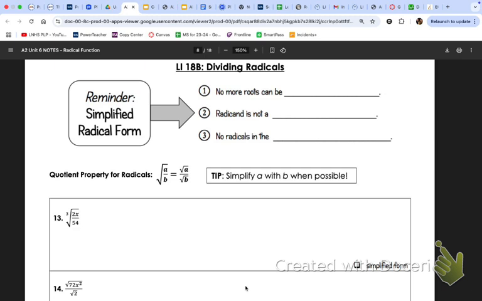You can have no more roots that can be factored, meaning you can't split up any of the radicals any further. That's how you know you're done. Also, the radicand's not a fraction. Can't have that. Also, you can't have a radical in the denominator. That's how you know you are done, okay?